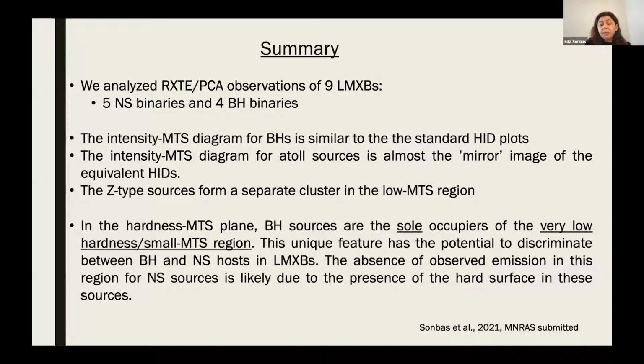In the hardness MTS plane, black hole sources are the only occupiers of the very low hardness and small MTS. So this can be used as a feature to discriminate between neutron star and black hole hosts in low-mass X-ray binaries. Thank you very much. So I'm done.